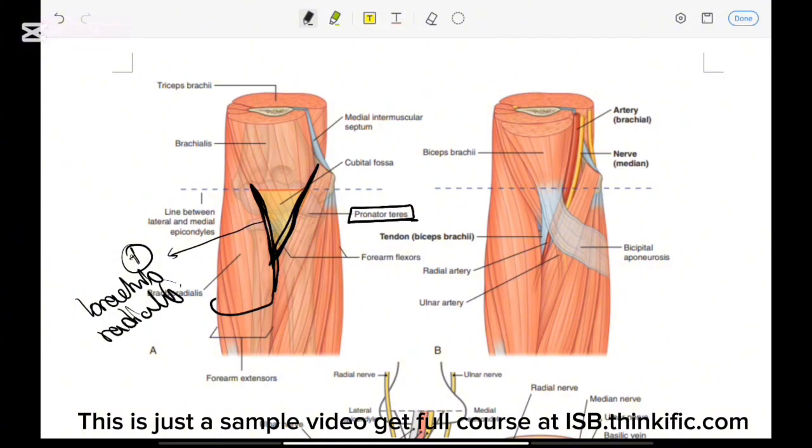We'll talk about it shortly. It's called pronator teres, a powerful pronator of the forearm. And the lateral border of this muscle is the medial border of the cubital fossa. The superior border is an imaginary line extending between the medial and lateral epicondyles of the humerus. Right?